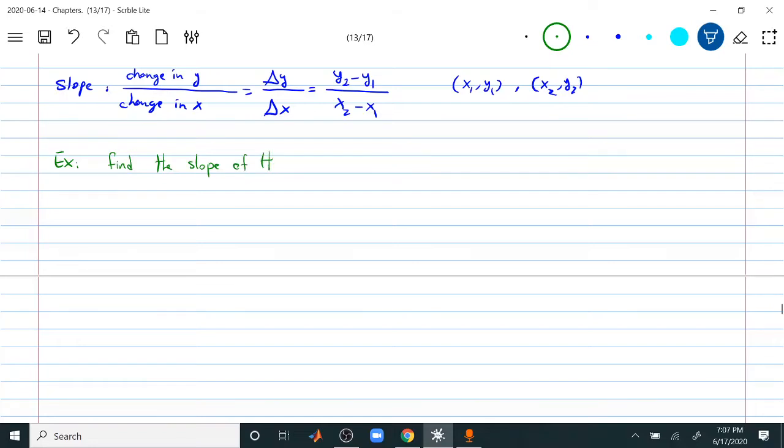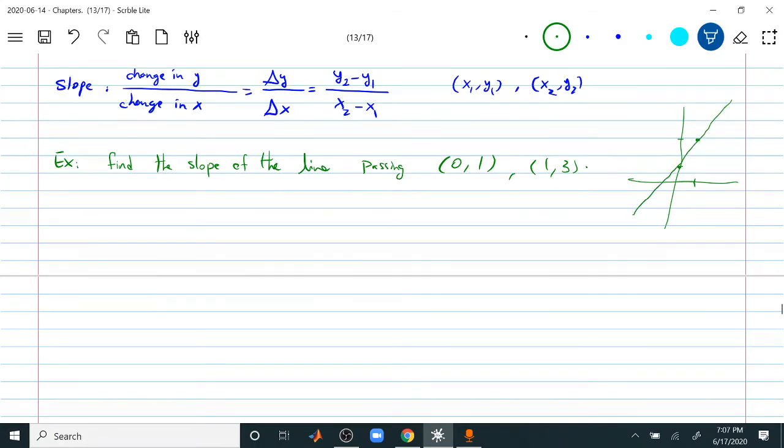Slope of the line passing through these 2 points. Passing through the points (0, 1) and (1, 3). What you're given is 2 points. If you're given 2 points, (0, 1) and (1, 3), there is a line always passing through those 2 points.